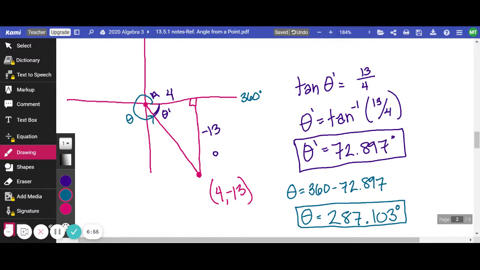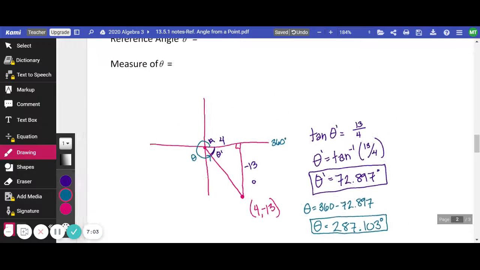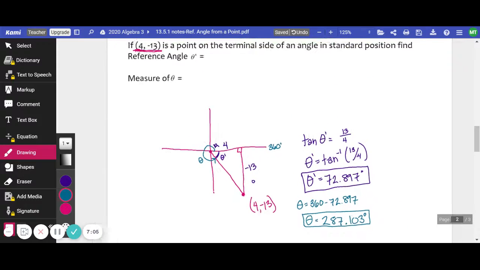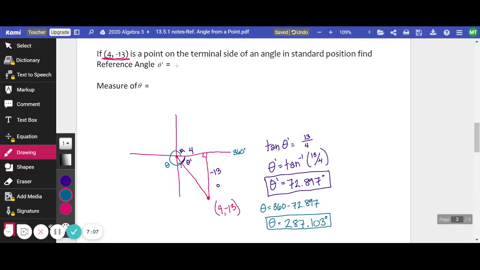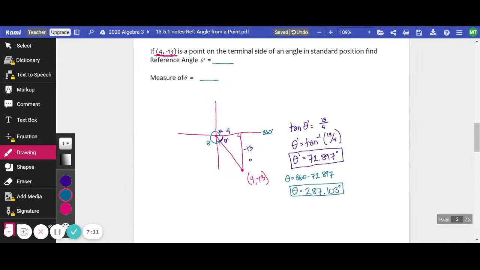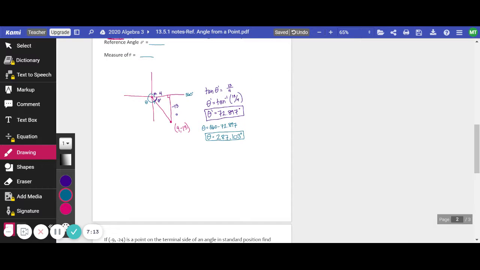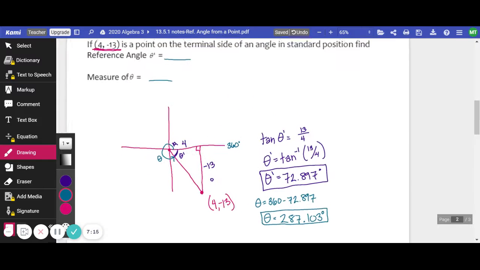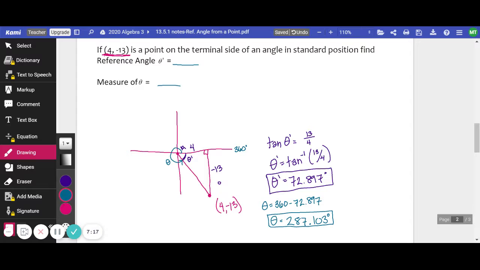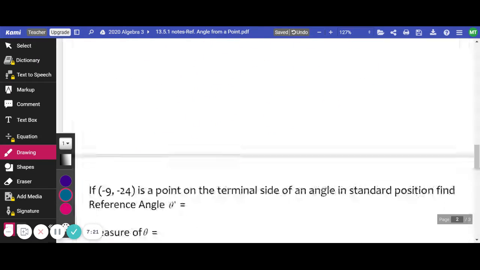So my theta is 287.103 degrees, and my theta prime is 72.897 degrees. I didn't write them where I was supposed to up here, but that's okay. I have them down here. And then you're done. That's all it asks you to find. So that's kind of putting all of these things together.